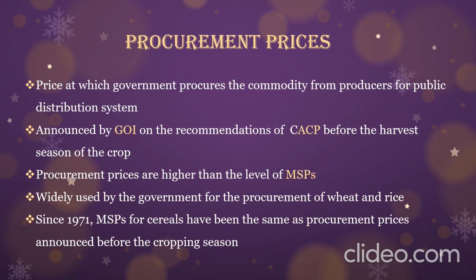It is announced by the Government of India on the recommendations of the Commission of Agriculture Cost and Prices before the harvest season of the crop. It is widely used by the government for the procurement of wheat and rice. These procurement prices are higher than the level of minimum support prices. Since 1971, the MSPs for cereals have been the same as procurement prices announced before the cropping season.